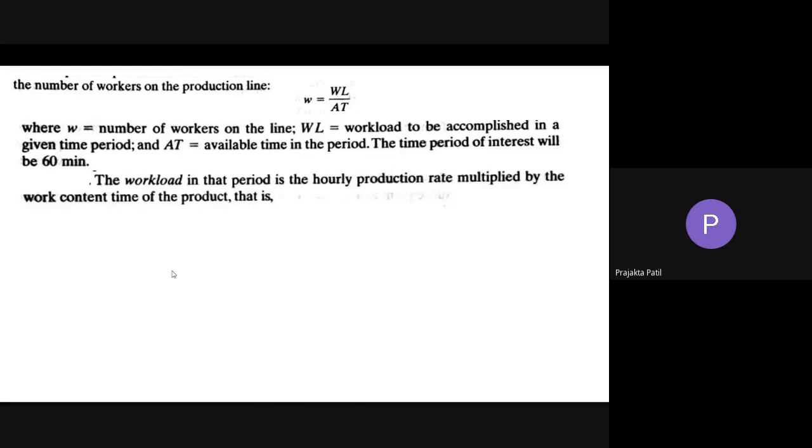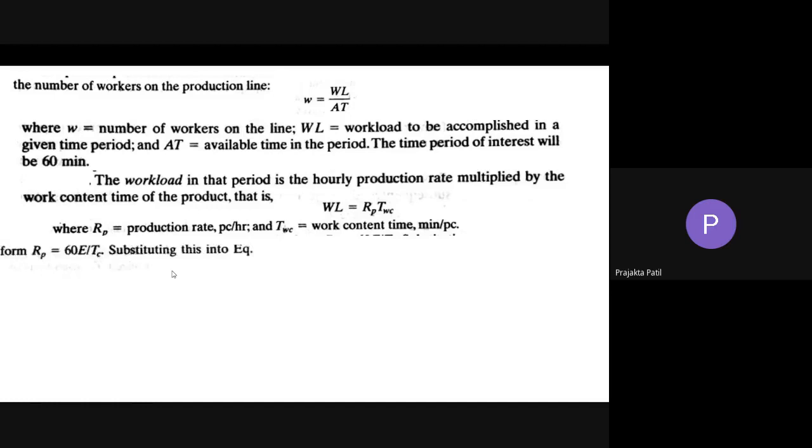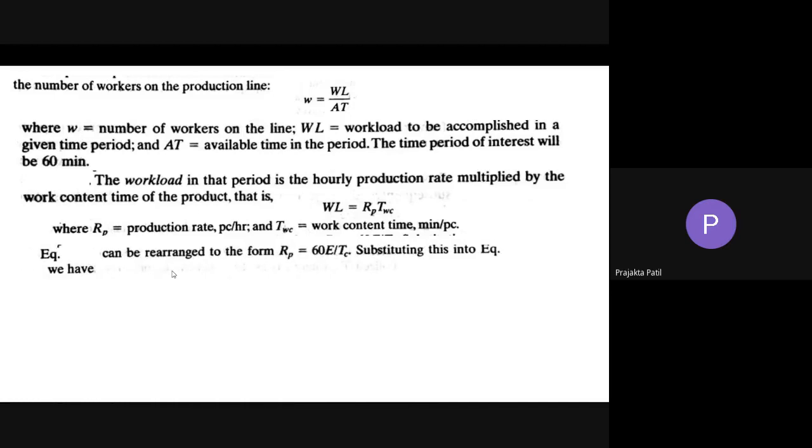Here WL is the workload. What is that workload? It is the hourly production rate multiplied by the work content time of the product. That is given by RP into TWC. So workload is calculated with the help of production rate into the work content time, where RP is production rate and TWC is work content time. Please note down the units correctly.